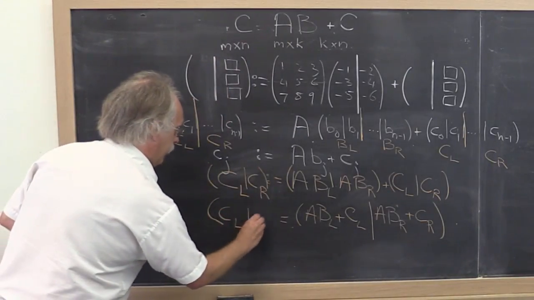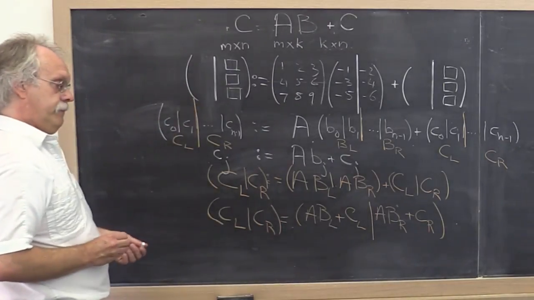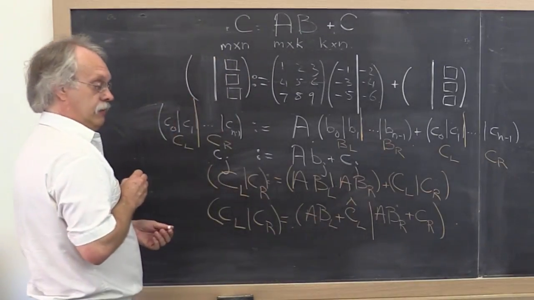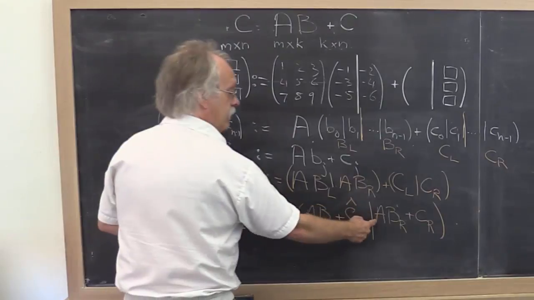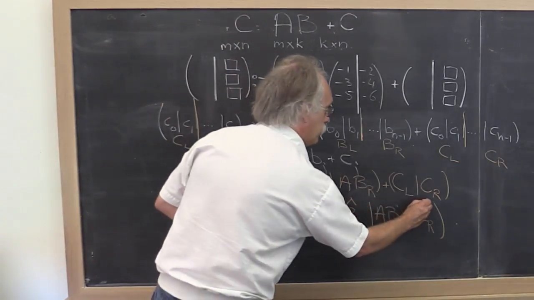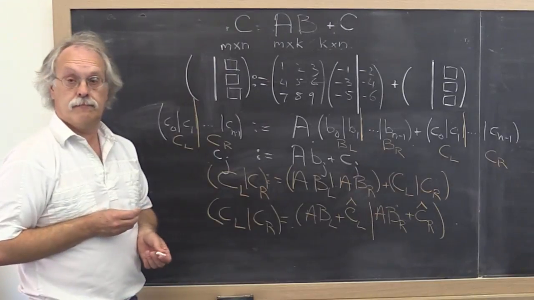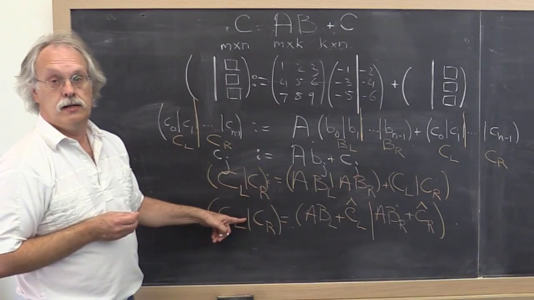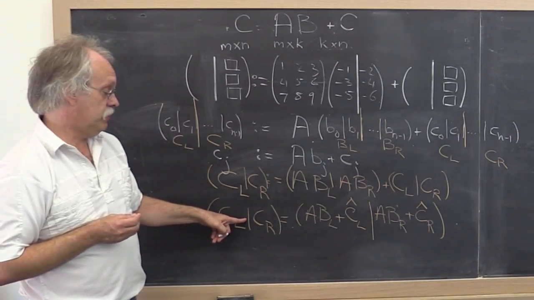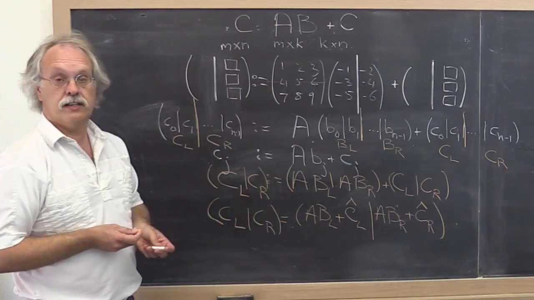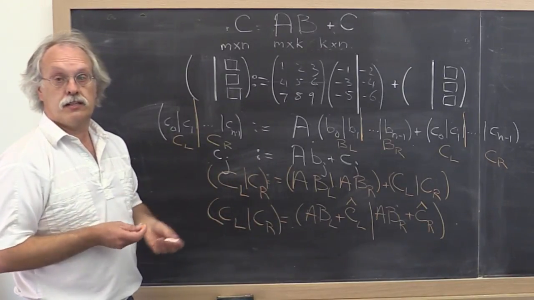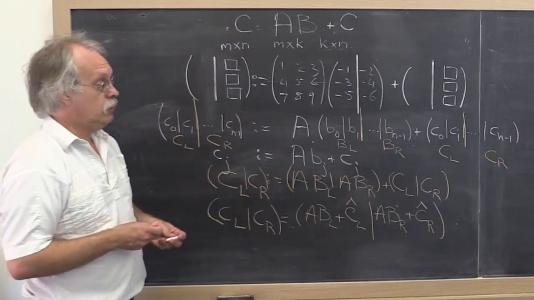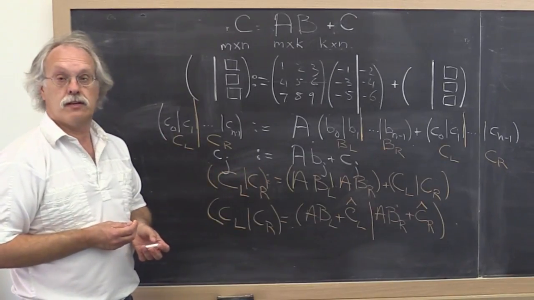So when we're all done, what should be in C left? A times the left part of B plus the original contents of C left. And what should be in C right? A times the right part of B plus the original contents of C right. And there we have our partitioned matrix expression. Once we have a partitioned matrix expression, we can say, what are the loop invariants? And once we have the loop invariants, we can derive algorithms. So why don't you go ahead and derive some algorithms for this particular case?